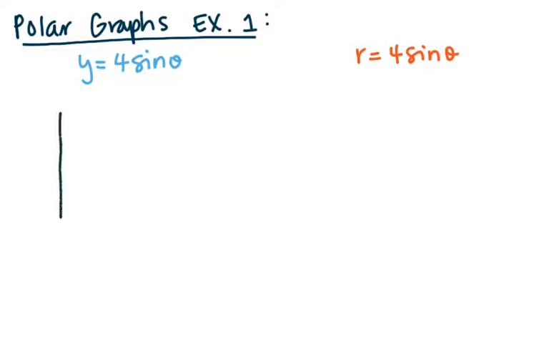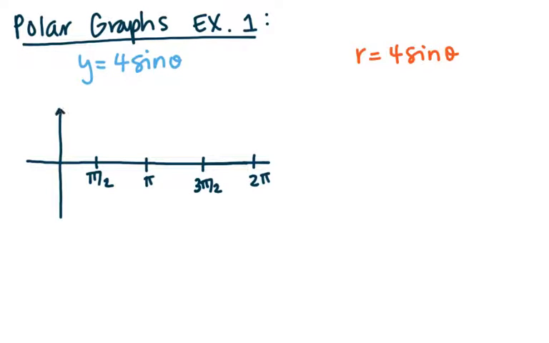So for rectangular, we usually go from 0 to 2 pi. So let's see here. Go ahead and label these if you can count better than me and leave yourself enough space. There we go. Okay.